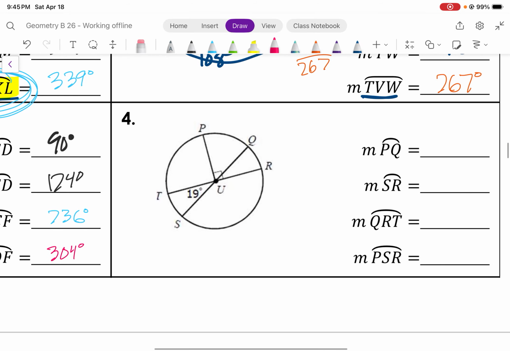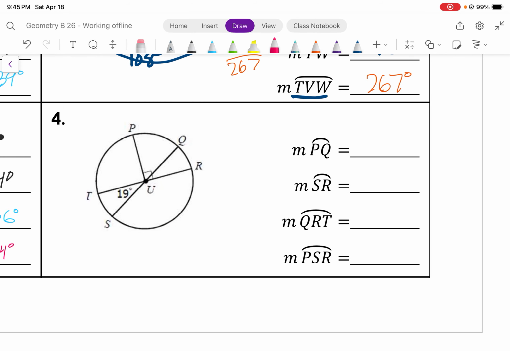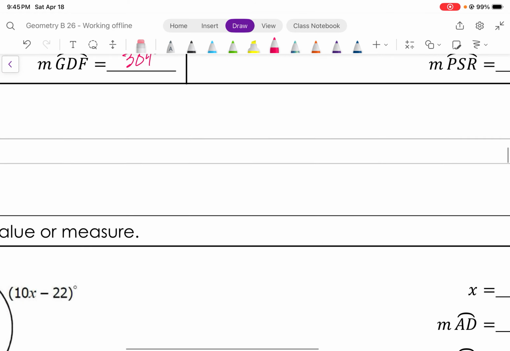Okay. Number 4, you can just go look at the key if you want to look at the key. All right, off to the next page.